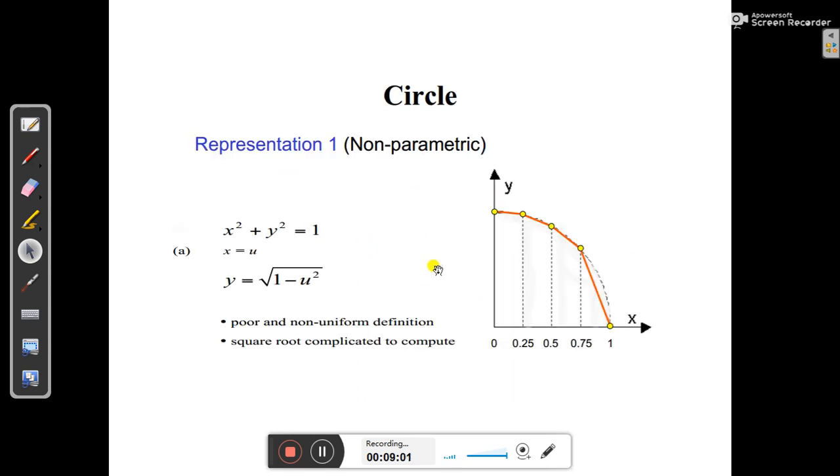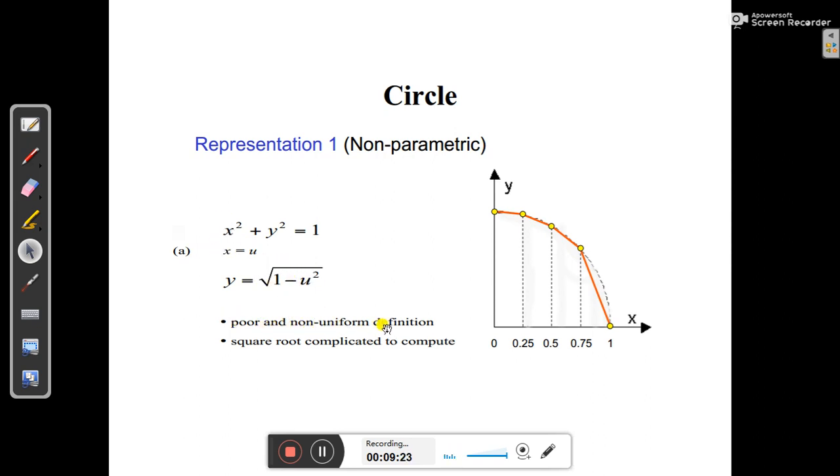And also in case of circles, this is non-parametric, which means this equation does not depend upon time or any other variable. Directly x square plus y square equal to 1. So x equal to u, suppose, so y equal to square root of 1 minus u square. u is any value of x.